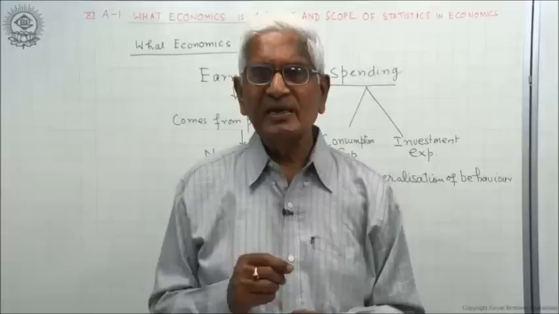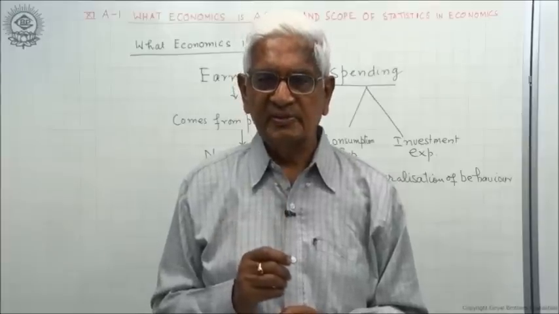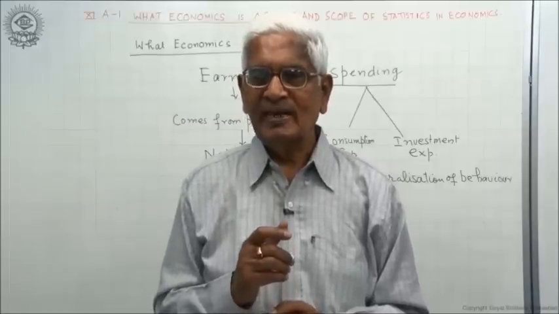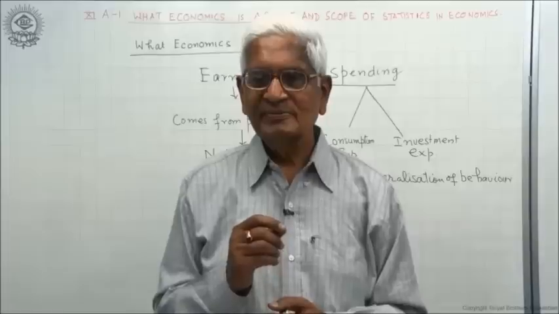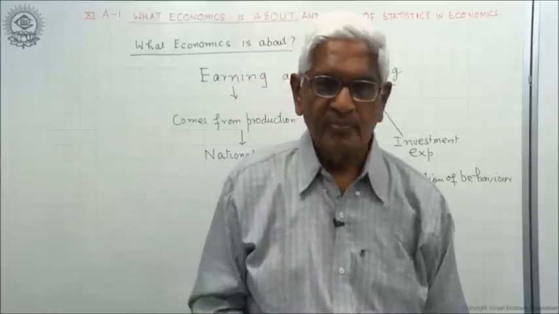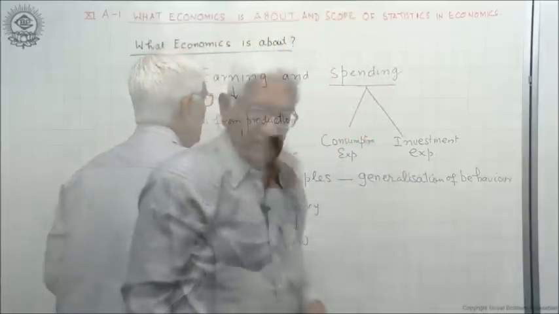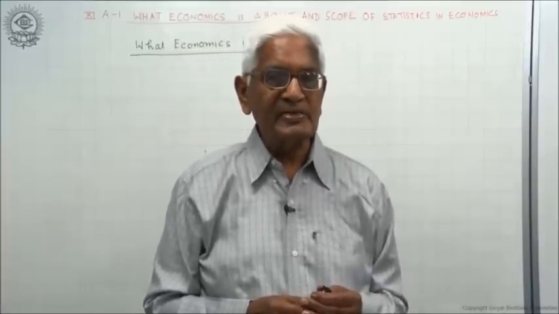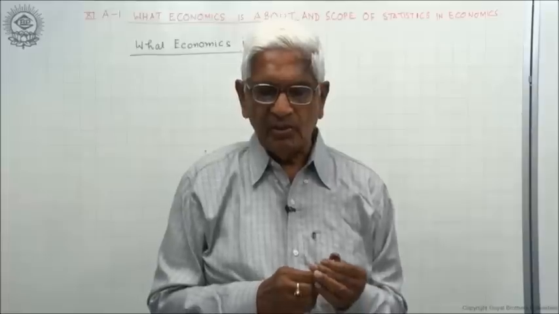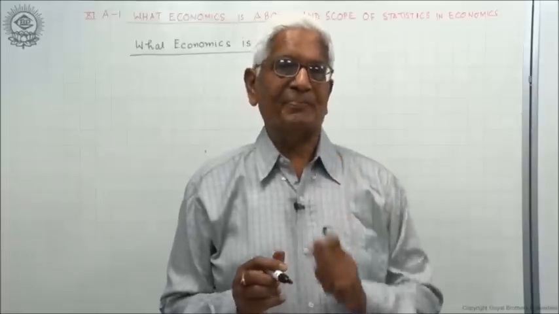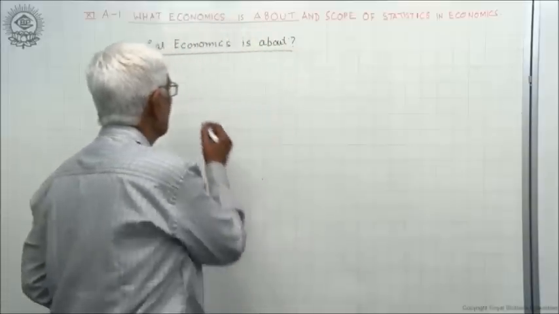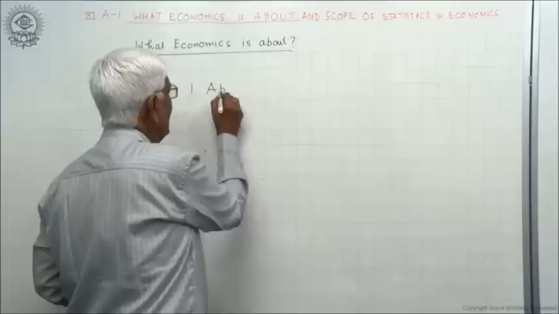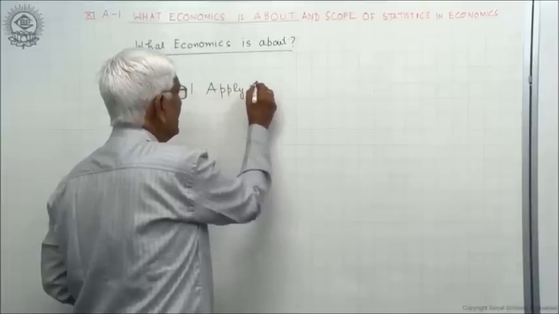Now the question is, how do economists arrive at a principle, arrive at a theory, arrive at a law? Economists arrive at some principle, some theory, some law by taking a few steps. One step is to apply logic.